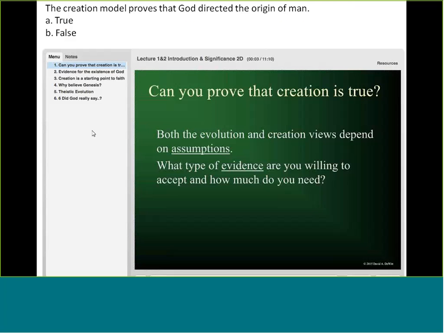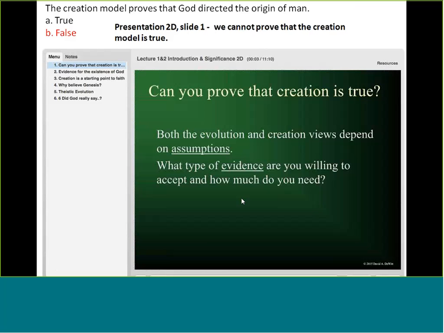So the first question from exam 1 reads, the creation model proves that God directed the origin of man. True or false? So the answer to this question is false, and it's taken from the presentation 2D in week 1, where Dr. DeWitt talks about, can you prove that creation is true?